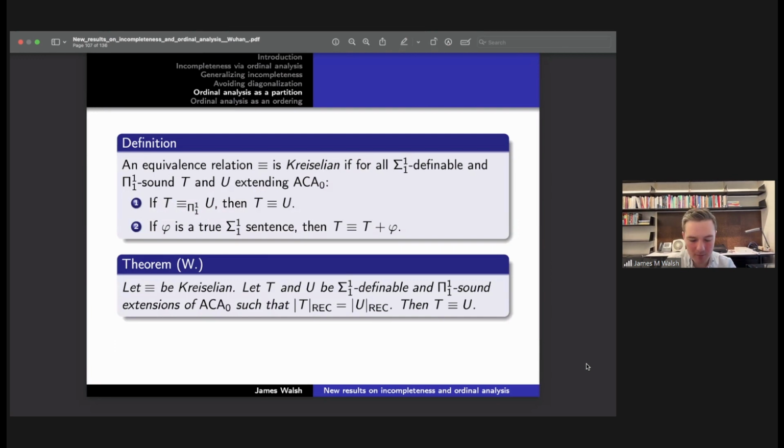So that means that the ordinal analysis partition is a maximally fine Kreiselian equivalence relation, right? In fact, no Kreiselian equivalence relation can make a single distinction that the ordinal analysis partition, as it were, doesn't make already. Because if T and U are not equivalent according to some Kreiselian equivalence relation, then they're going to have different proof theoretic ordinals.